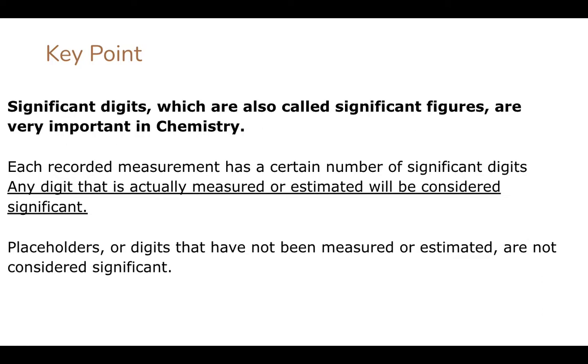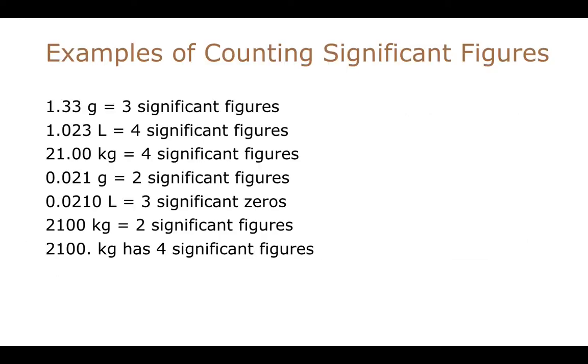So let's use these rules, have these in front of you as we go through these examples. So if we were to have a scale that goes out to the hundredths place, and we were to record the measurement 1.33 grams, 3 significant figures. We literally count 1, 2, 3. We're following the first rule. They're all non-zeros. They all count. This measurement has 3 significant figures. Let's look at the next measurement.